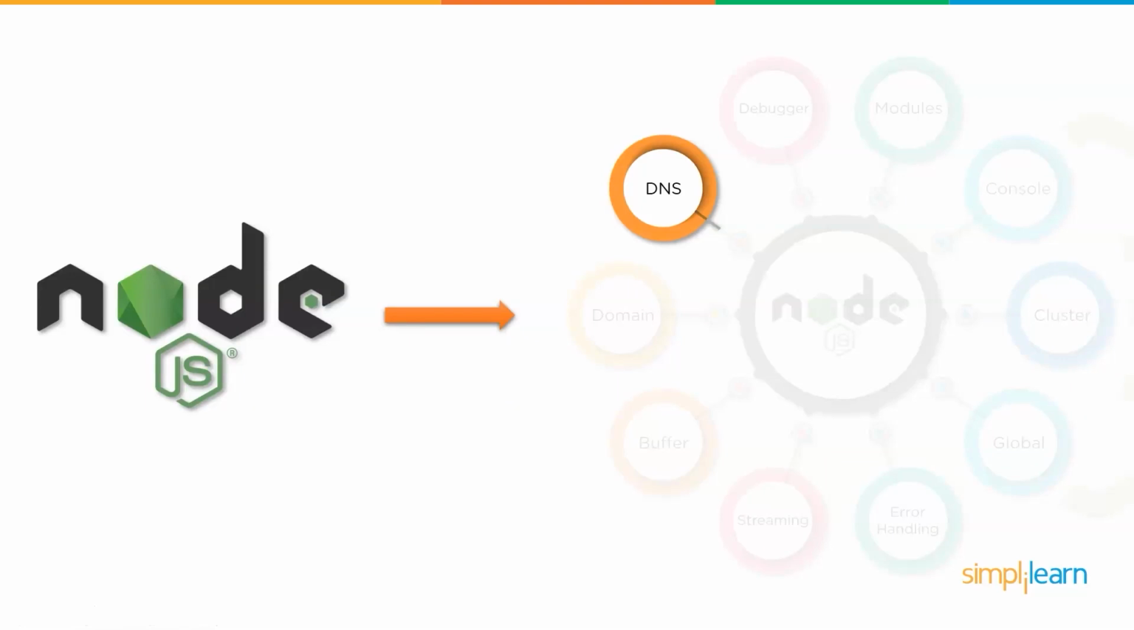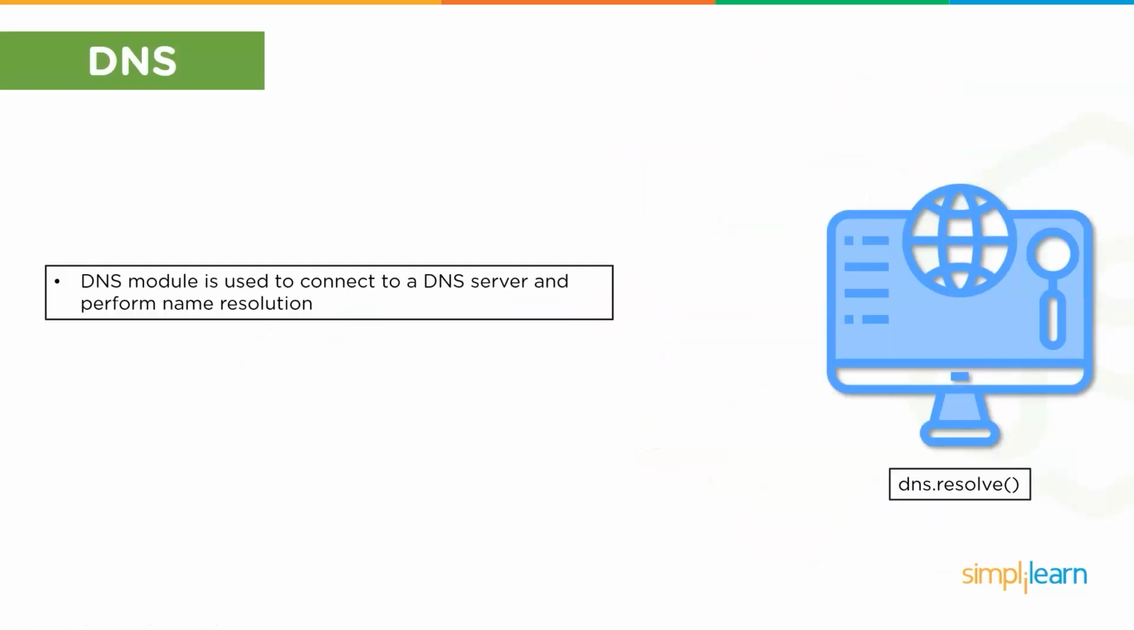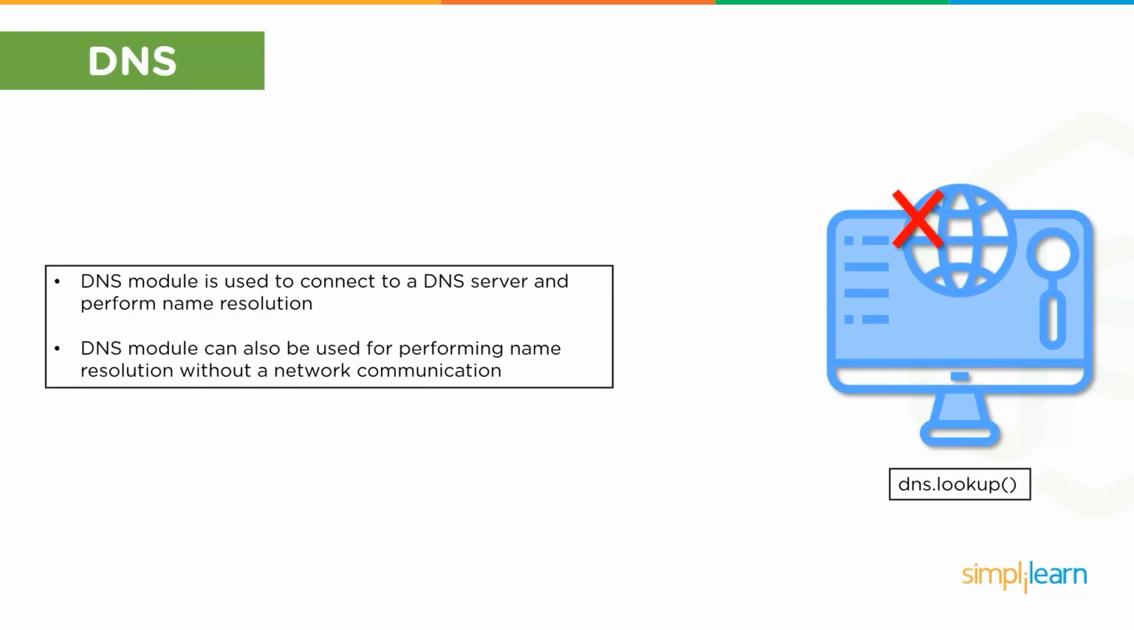The next component is the DNS. The DNS module enables name resolution. For example, it is used to look up the IP addresses of host names. The DNS module is used to connect to a DNS server and perform name resolution by using the method dns.resolve. The DNS module is also used for performing name resolution without a network communication by using the method dns.lookup.